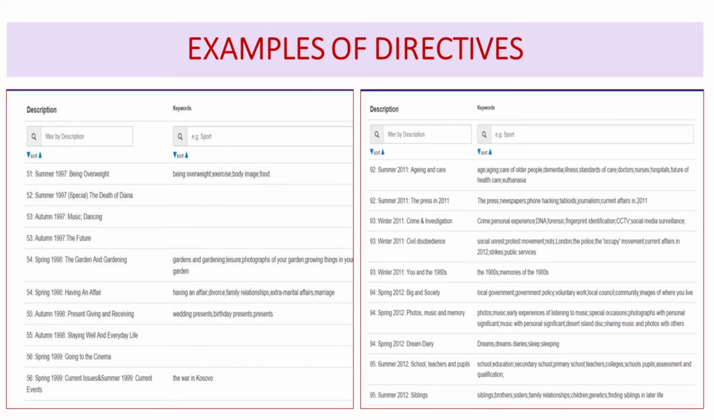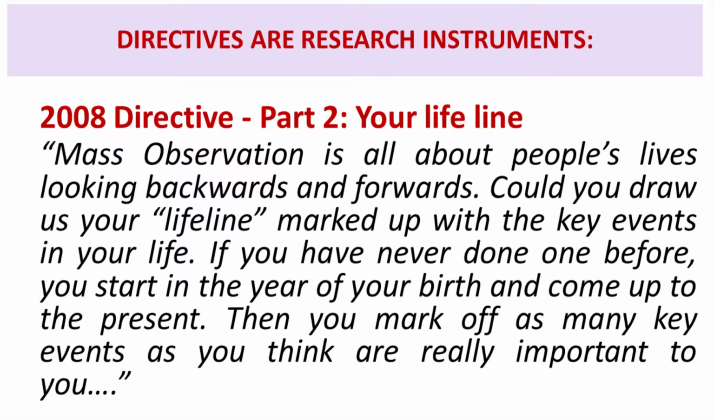And these are some examples of directives. On the left, there are some directives from the late 1990s. On the right, some directives from the early 2010s. You can see there's a very broad range of topics that are covered there. The thing to note about the directive is that this is a research instrument. So this is an example of one.